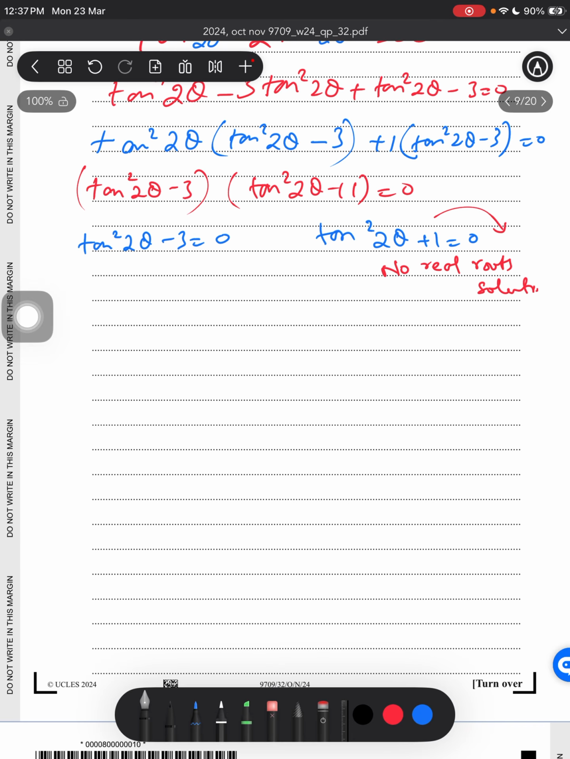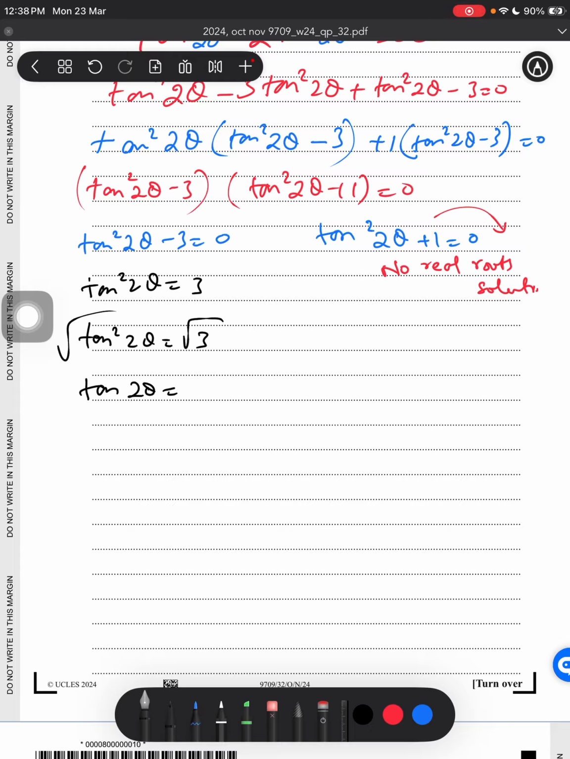So we would write tan square of 2 theta equals 3, and if you take the root of this, you would have tan 2 theta, and it would have plus minus 2 roots. Now when you have 2 roots, we need to have the first basic angle.